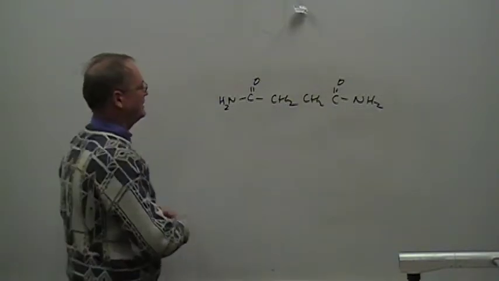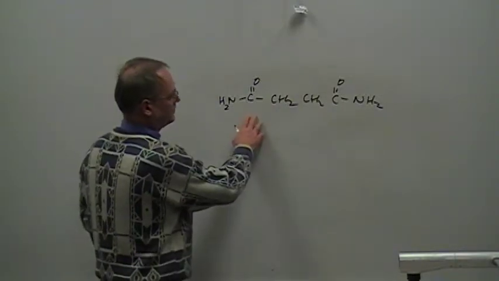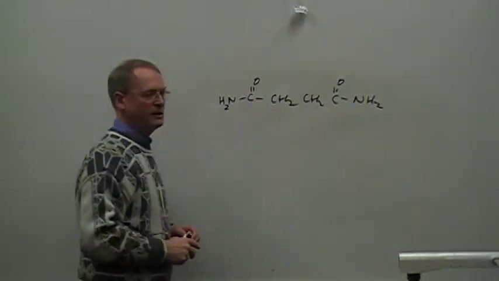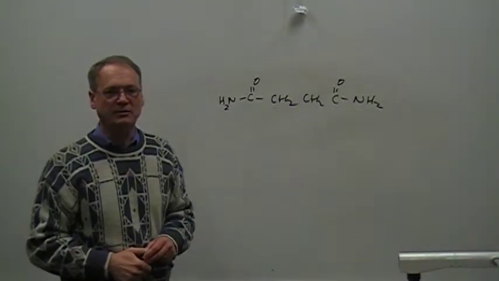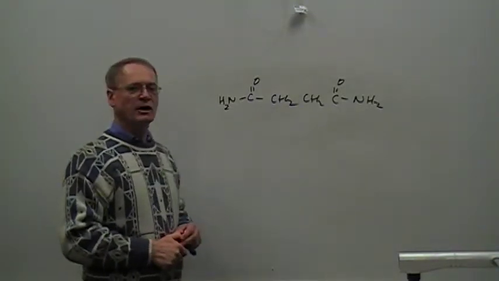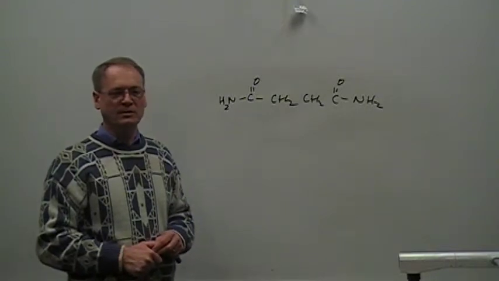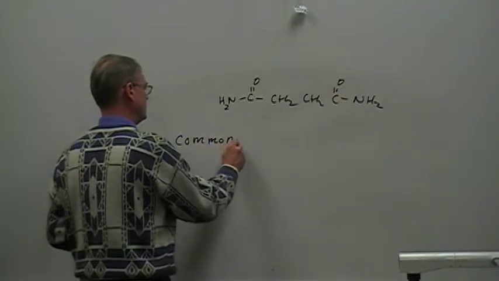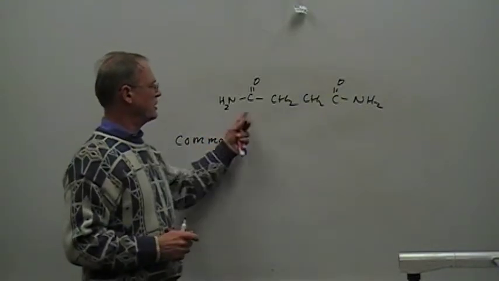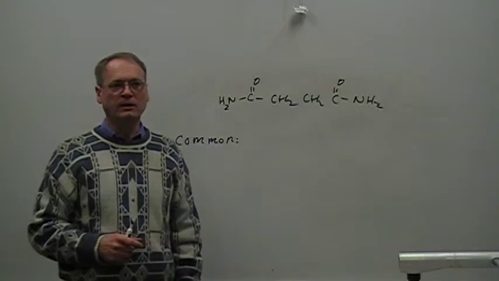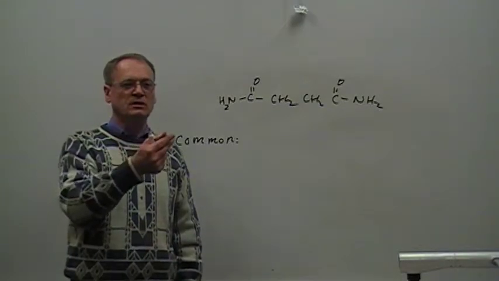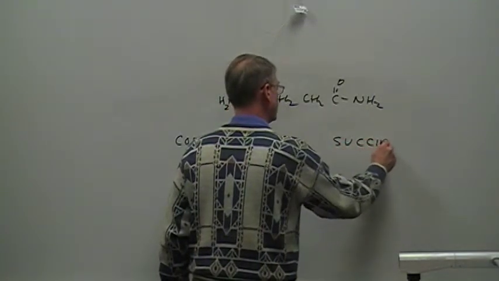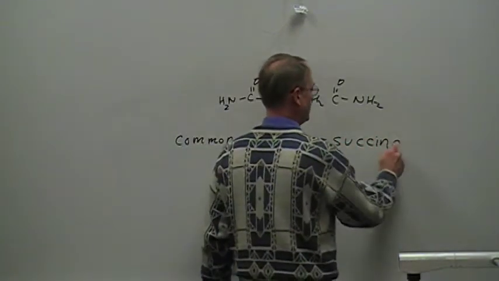Welcome back. Here is the system by which you should name this compound. First of all, notice that there are 4 carbons and it's based on a dicarboxylic acid. So should we try to do this in the common system or should we try to do it in the IUPAC? Probably both. Let's try the common first. What carboxylic acid or dicarboxylic acid is that a derivative of? Oh my, it's succinic acid. So succinic acid becomes succinamide.